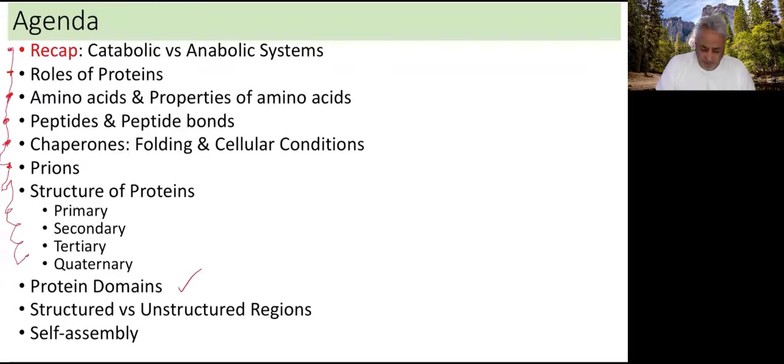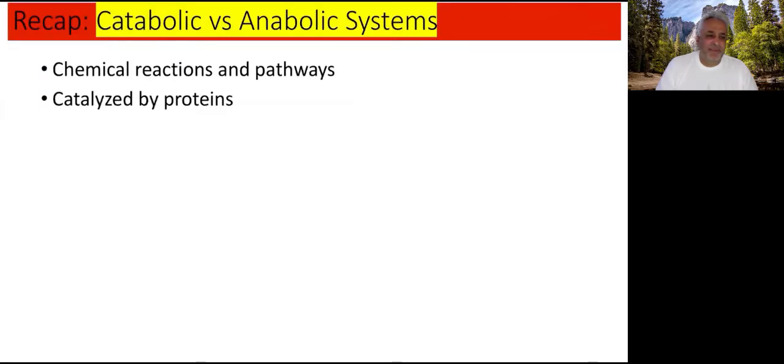And then a related topic is structured and unstructured regions. So a quick video on that will show you how that works. And then finally, we'll talk about self-assembly, and that will help us get a good understanding of protein structure. So let's begin by looking at a quick recap of anabolic and catabolic systems.